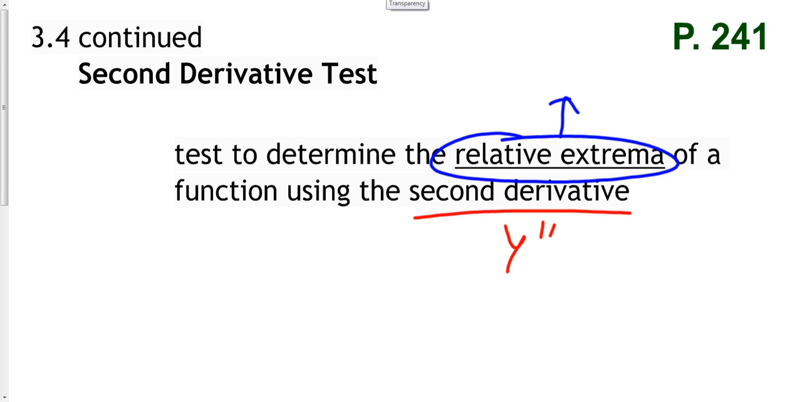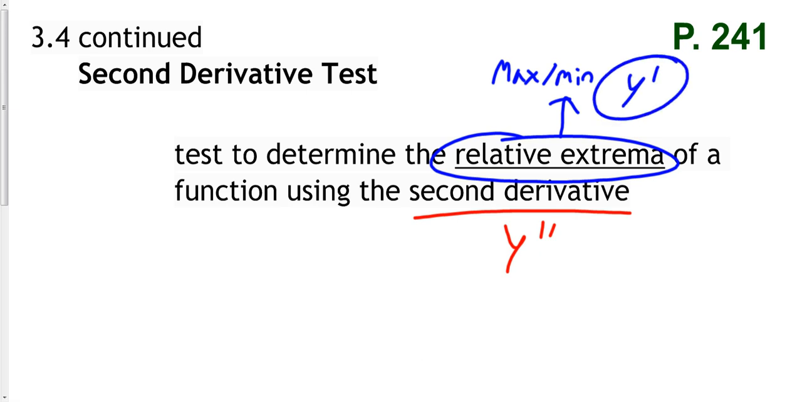What are we using to find relative extrema usually? To find maxes and mins. Think about that for a second. What do we use: the original function, y prime, or y double prime, mostly, to find max and min? Well, the answer is we use y prime.